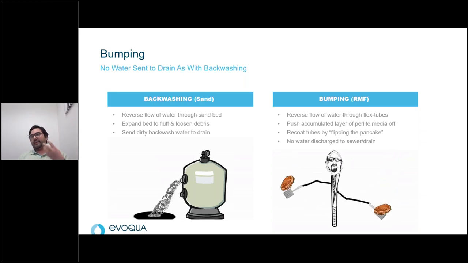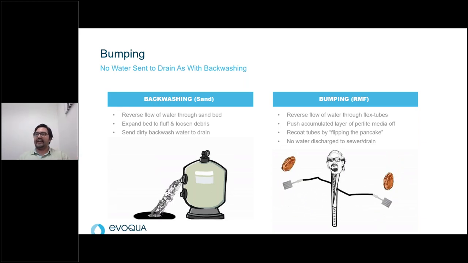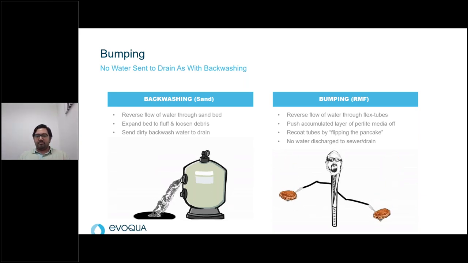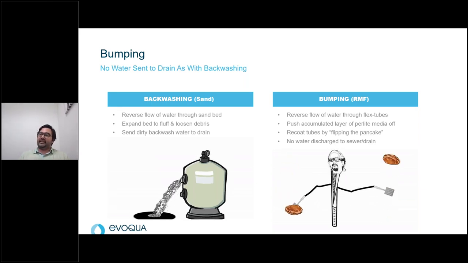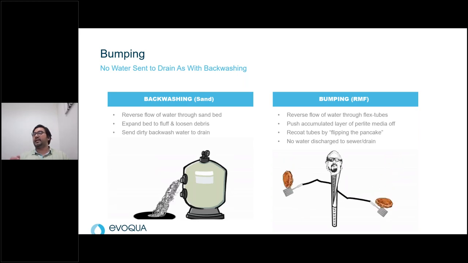You can imagine it's like a pancake. Every day the Defender filter, before you start your pool, has to do a bumping process to flip the perlite particle so it has a clean surface to trap new particles. Therefore, how it works is that once there is an increase of a certain pressure, it will tell you it's time to replace the perlite media rather than do a backwash.